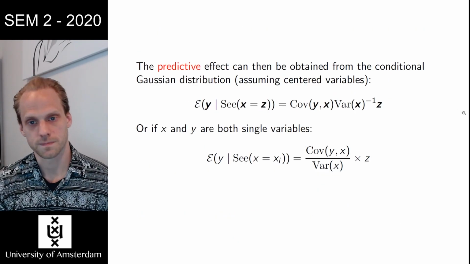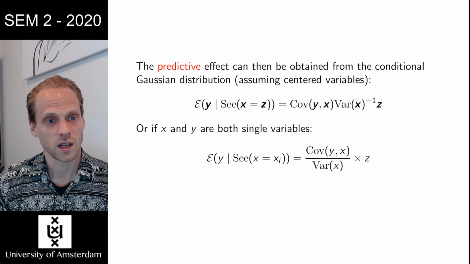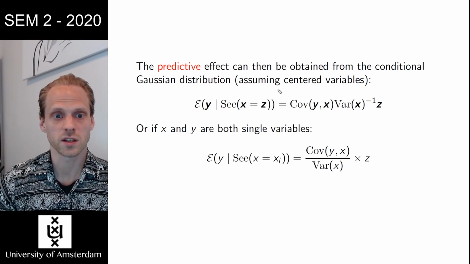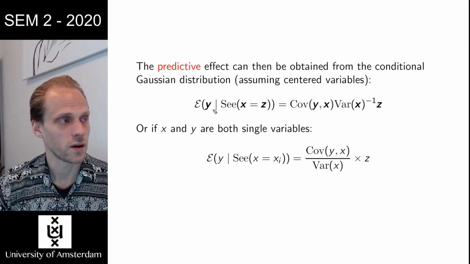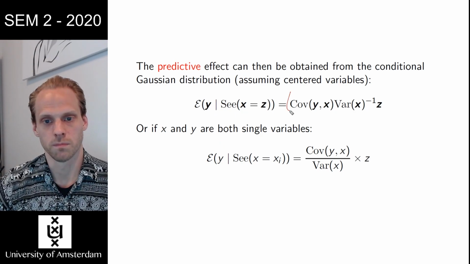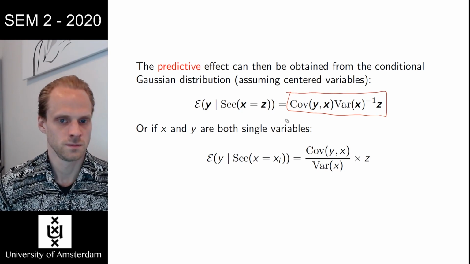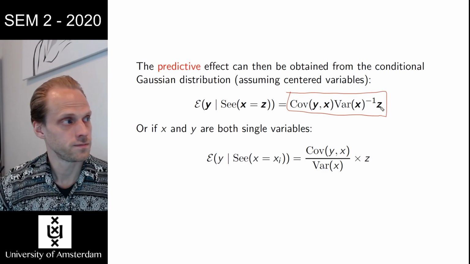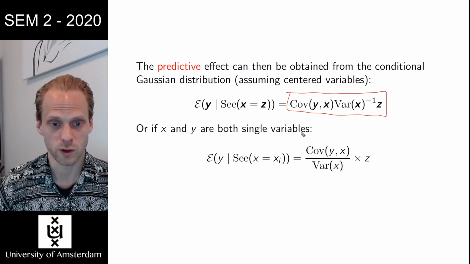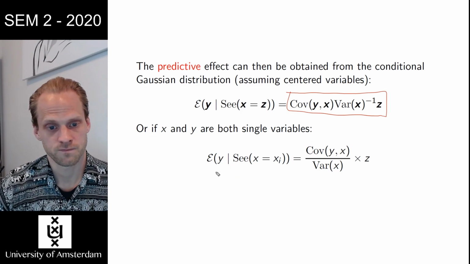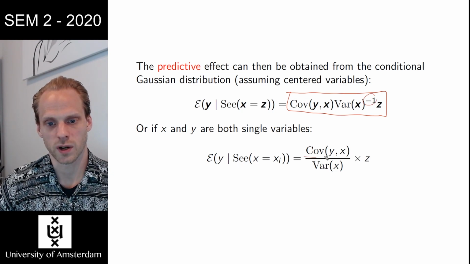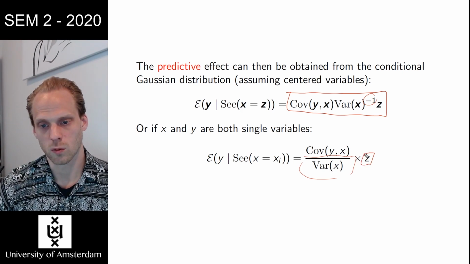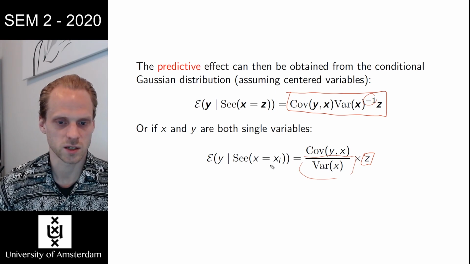All right, so how do we compute this? Well, we can get the predictive effect from the conditional Gaussian distribution, assuming again that everything is centered here. So the expected value of y after seeing that x takes some value takes this form, very similar to the Schur complement, right? That's the covariance of y with x times the inverse of the variance times z. And if these are all single variables, so if you have univariable questions here, then it becomes a bit simpler because this inverse we can just write as one over the variance of x. So this is the covariance of y with x divided by the variance of x times the outcome value of z. Right, so what we see x to be.